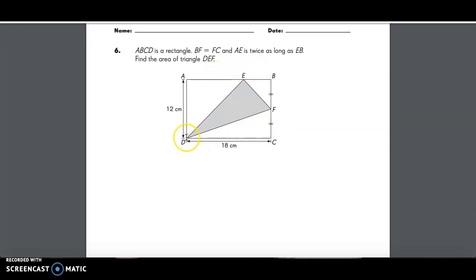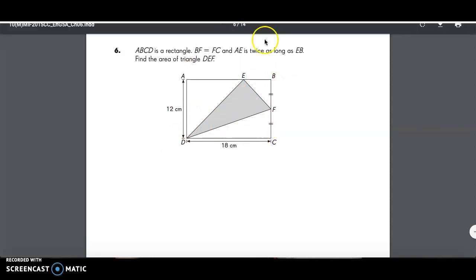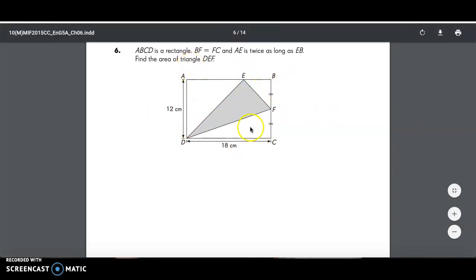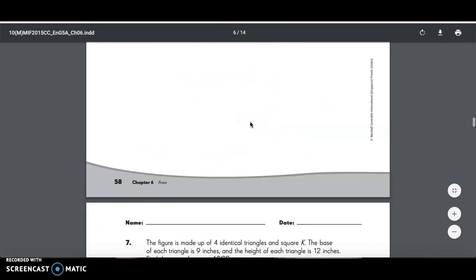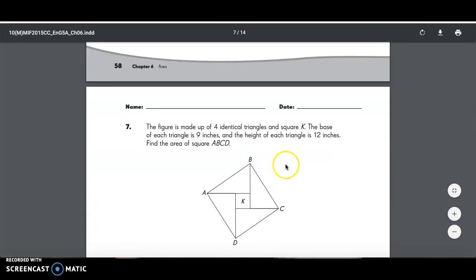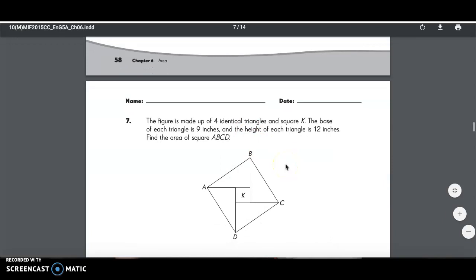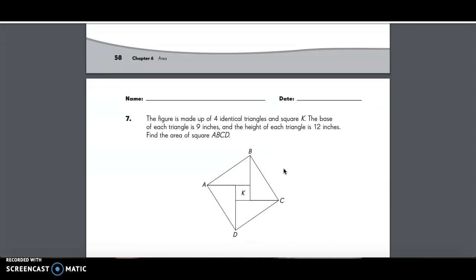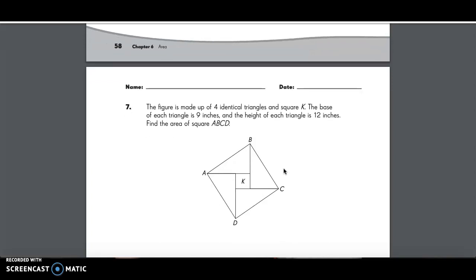Then you need to find the area of the triangle DEF. You're probably going to want to find that by finding the area of the whole thing and subtracting out the unshaded parts. Number 7, the figure is made up of 4 identical triangles and a square, K. The base of each triangle is 9 and the height of each triangle is 12. Find the area of this big square.